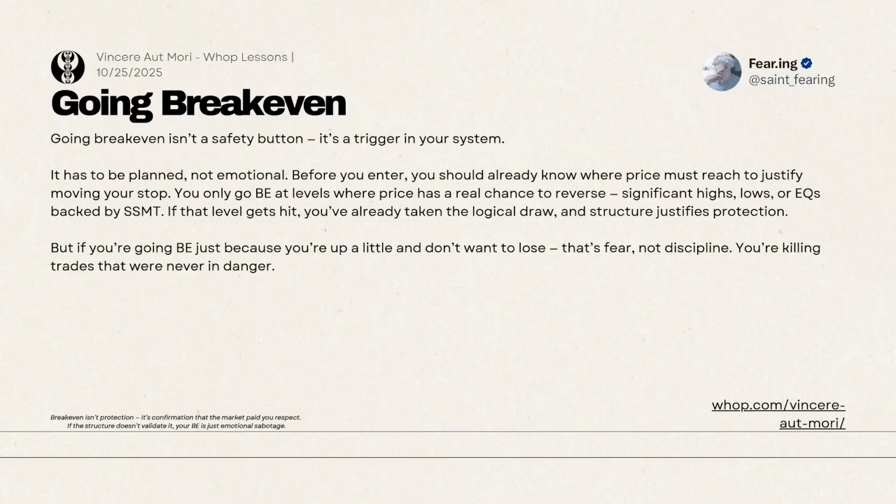We're only going to reverse at EQ if there is sequential SMT supporting that structure. If there is not, then do not expect us to continue. And then once that level gets hit, you've already taken the logical draw. Structure justifies protection. Protect your stop loss.